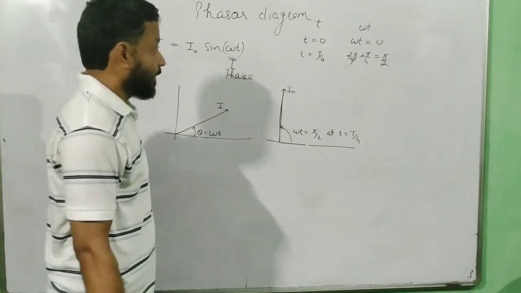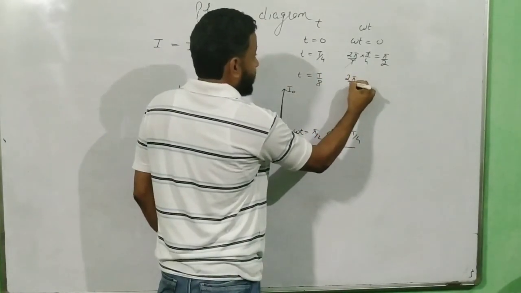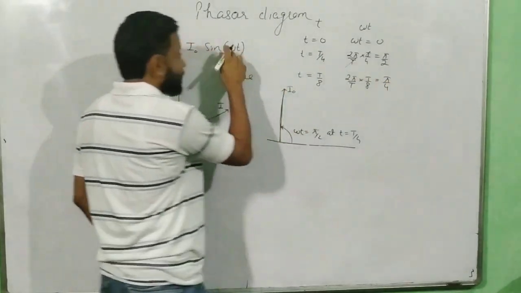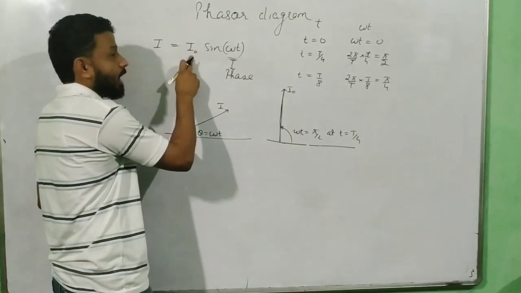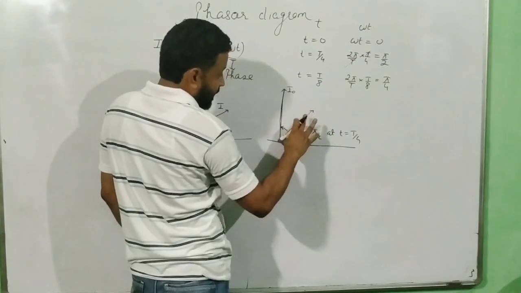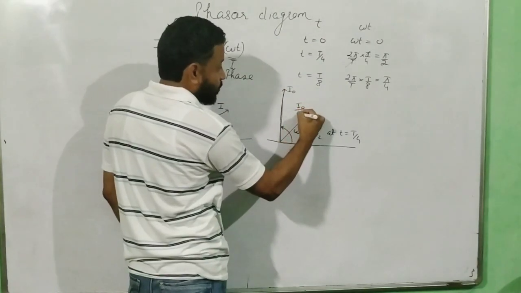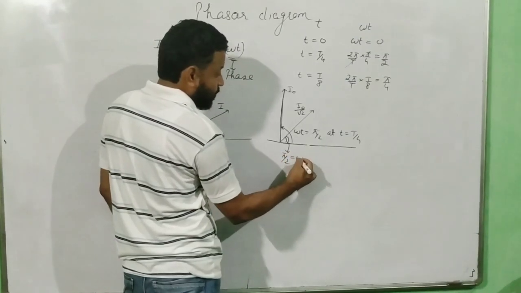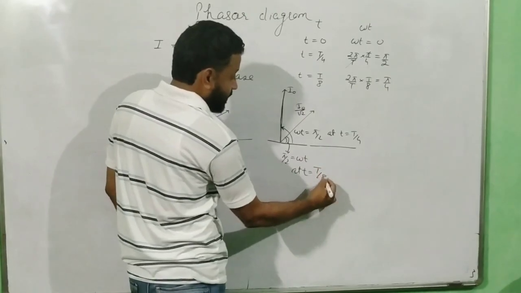Okay. Let us take any other time interval, let us say T by 8. So this will become 2 pi by T into T by 8, and that is equal to pi by 4. Pi by 4 is 45 degrees and what is sine 45? Sine 45 is 1 by root 2. So I is equal to I naught by root 2. If I consider any other angle, this will be less. The size of the arrow will be less compared to this. So this is I naught and this is I naught by root 2. And this angle is equal to pi by 4, that is the value of omega t at time t equals T by 8.